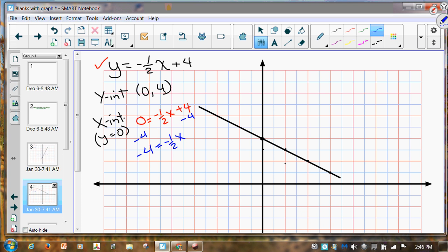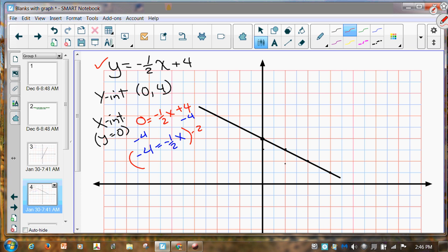Now, what do we have to do to find X? What do we have to multiply by or divide by to find X? Well, if we multiply both sides of the equation by minus 2, minus 2 times minus 1/2 is just 1. So let's go ahead and multiply this equation by minus 2.